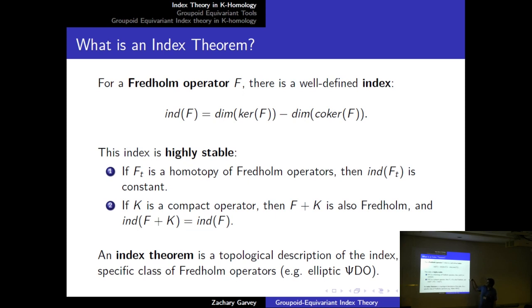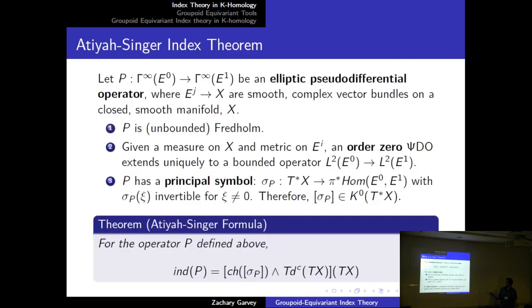Some really important facts about the Fredholm index. It's invariant under homotopies of Fredholm operators. So if you have a homotopy of Fredholm operators, the index stays constant. And if you do a compact perturbation of a Fredholm operator, it has the same index. So it's just a very robust integer that you can associate to a Fredholm operator. An index theorem is just going to be a novel way of describing this index. Since it's such a topologically robust integer, it's usually some kind of co-homological formula or some kind of topological description for the index. Okay, so here's the primary example.